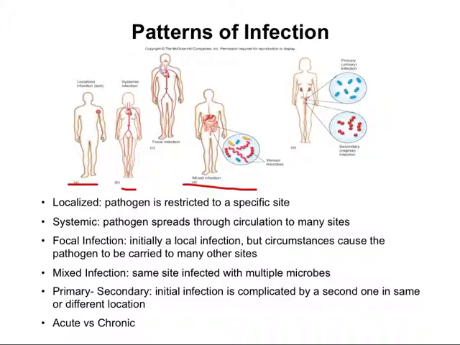Then we have primary or secondary infections. In primary-secondary infection, the initial infection is complicated by a second one in either the same or a different location. And of course, infections can be acute or chronic. Acute means that they come on quickly and stay for a short amount of time, versus chronic, they stay around for an extended period of time.